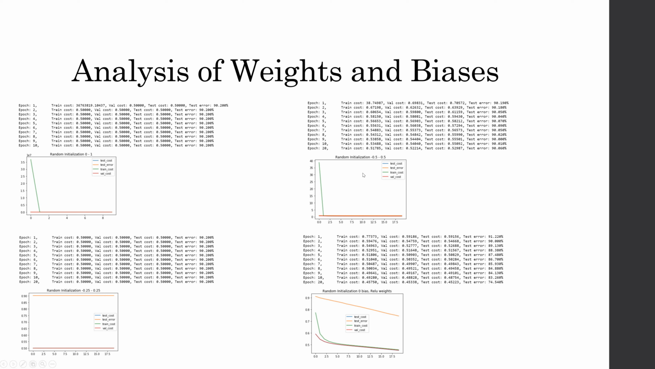-0.25 and 0.25, and even -0.5 to 0.5, all fail pretty quickly. In this case, you see a test cost of exactly 0.5 and an error rate of 90%. What that means is, since there are 10 digits, we're guessing 10% of the time, and it's not giving us any results. Over here, this -5 to 0.5, it changes a little bit. We do see an error that starts high and goes low, but we should see more dramatic changes even in the first 10 or 20 epochs.